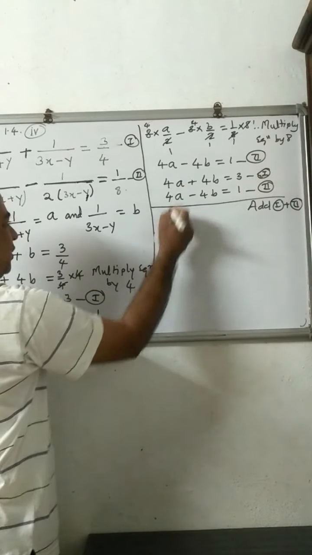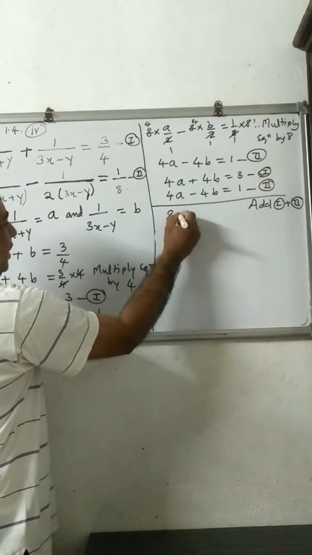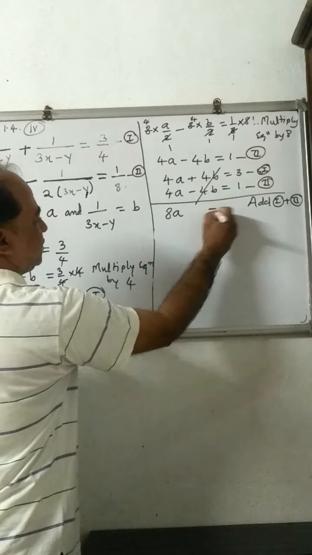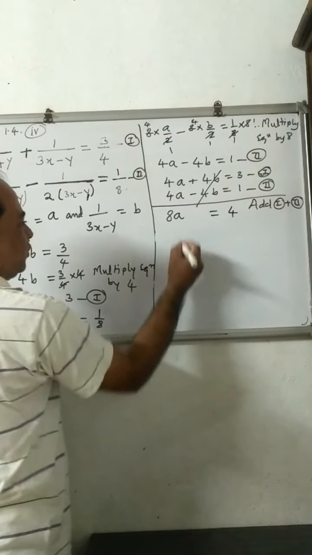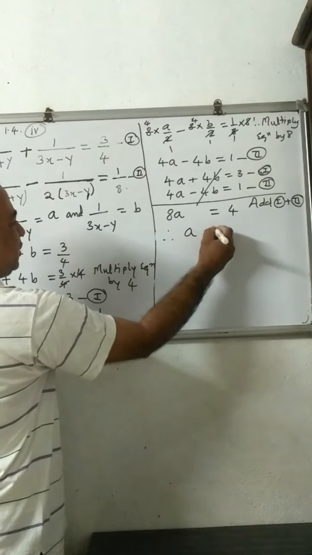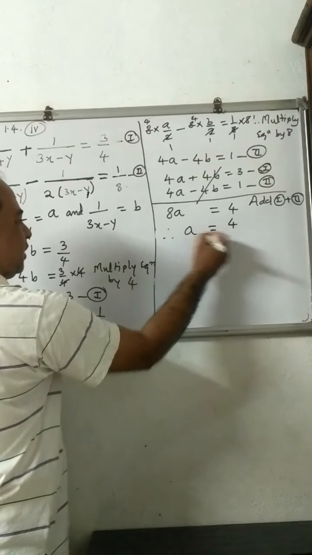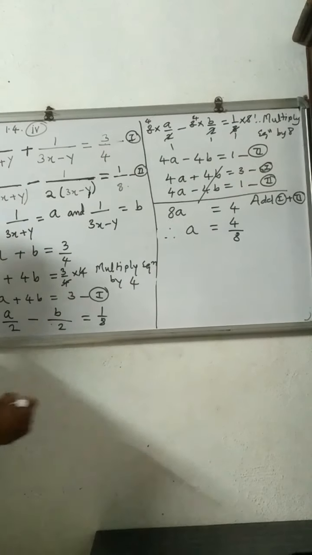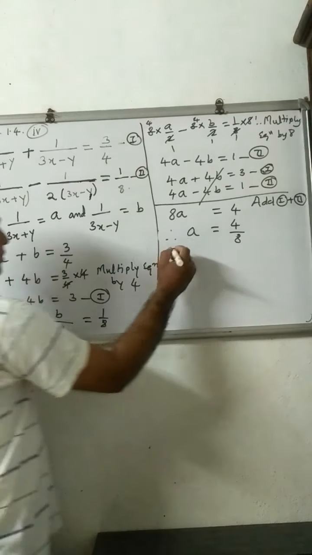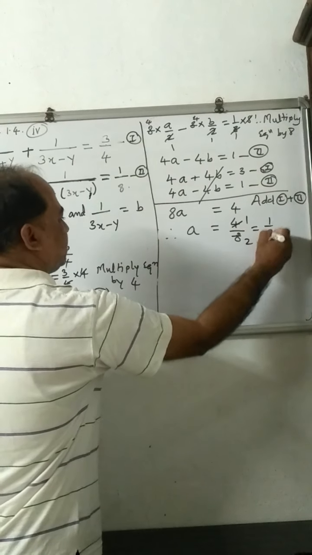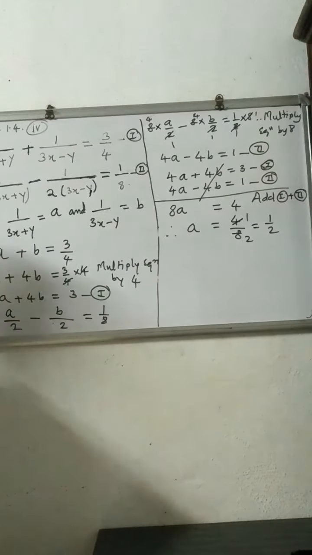So 4a plus 4a, that is 8a. 4b minus 4b will get cancelled. 3 plus 1 is 4. Therefore, 8 into a is 4. So a will be equal to 4 upon 8, the 8 will jump here and get divided. 4 ones are 4, 4 twos are 8. a is equal to 1 upon 2.